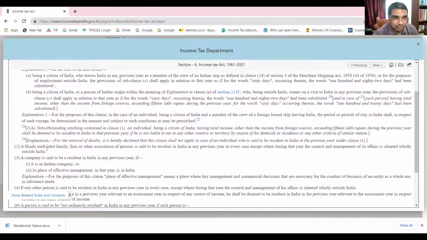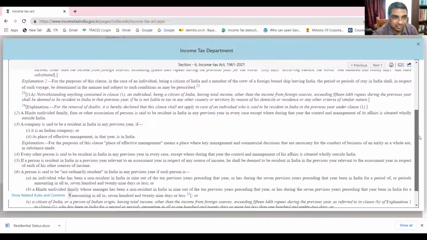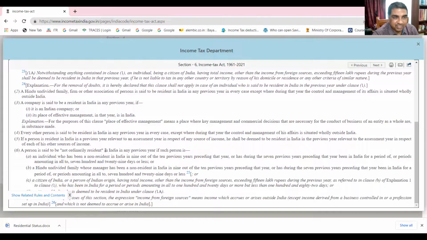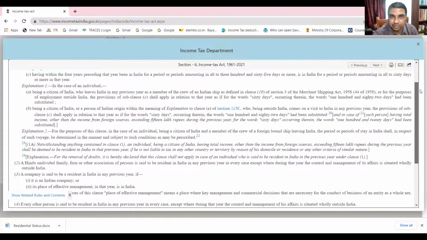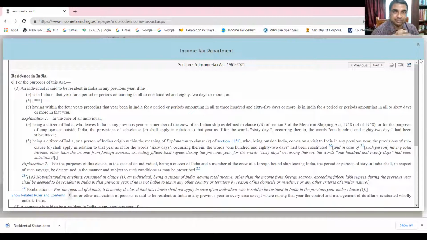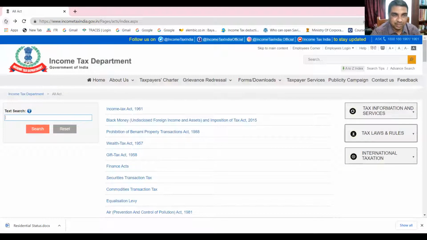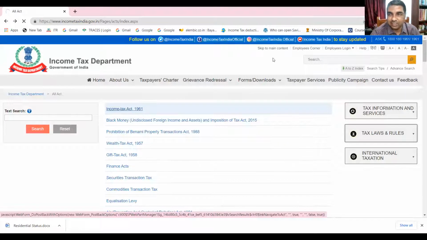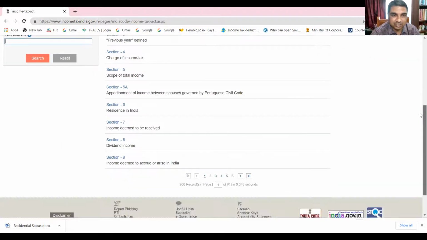For HUF, you see these conditions are there. Then what is the not ordinary resident? These concepts are also there, and you can see the related rules also. Okay, are you seeing all these things? Yes, sir. The purpose of showing you this on the income tax website is that you please read these provisions.